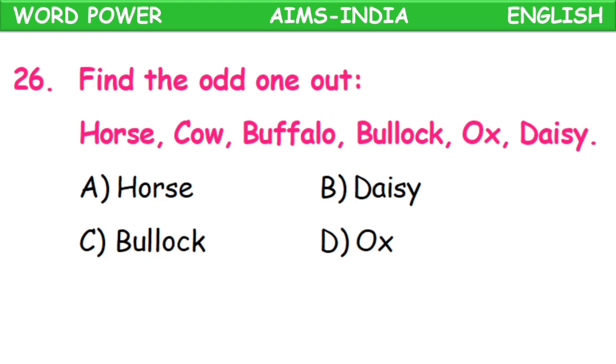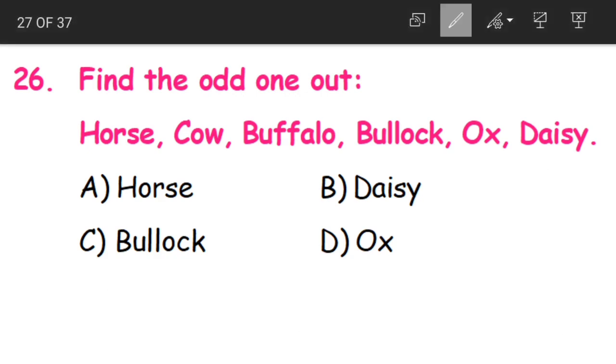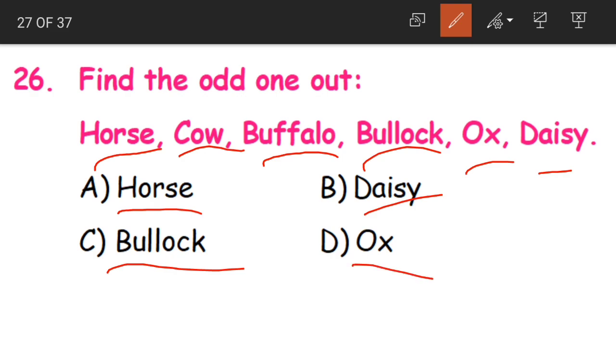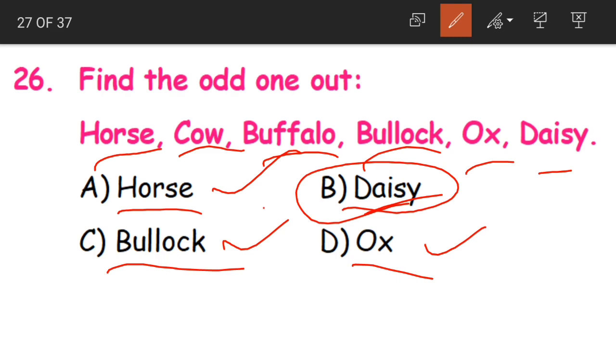Okay, now find the odd one out. So here you have got again some animals' names, and other one also. Let us find out. Horse, cow, buffalo, bullock, ox and daisy. So what are the options given for us? Horse, daisy, bullock and ox. See children, horse, bullock and ox, the three are animals, whereas daisy is a flower. Daisy is a beautiful flower. So that is why B is the odd one.